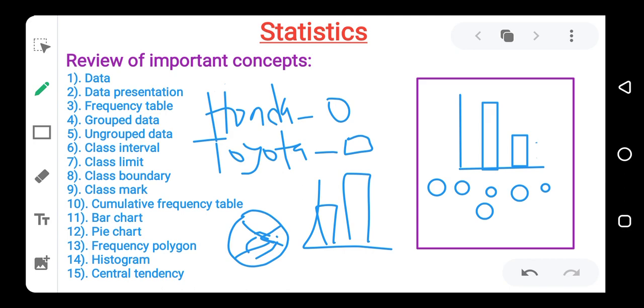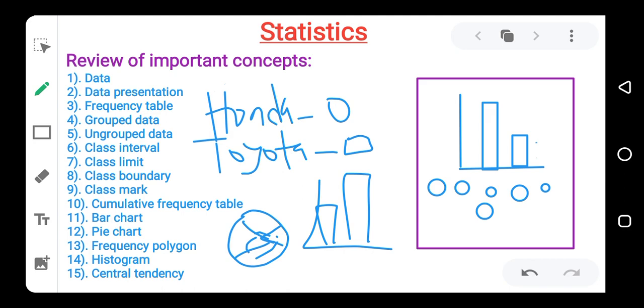We also have the histogram, which also looks like a graph, a form of graph that we use to present data. So that is what we call data presentation.